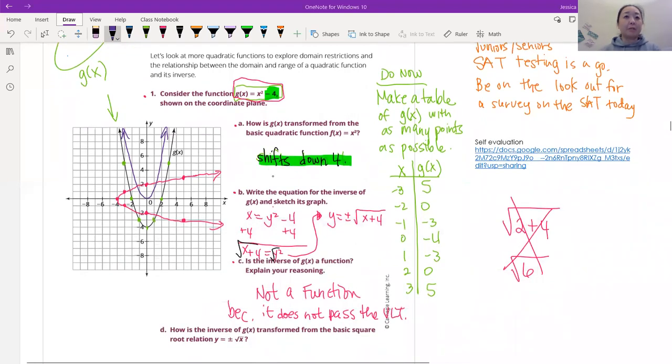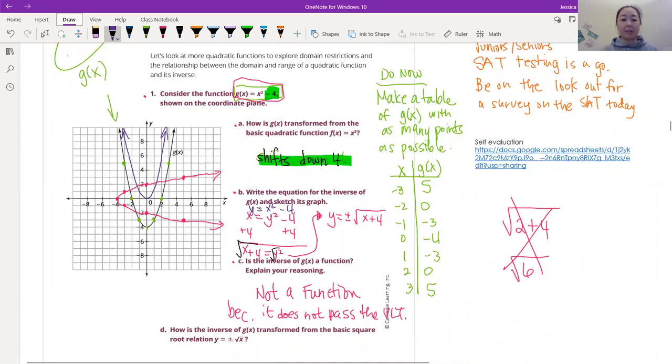And then if we look at B, we're going to find the inverse as well as sketch the graph, right? So in order to find the inverse, do you remember what we need to do? So we're going to take the x and the y, and we're going to flip them, right? So instead of g of x, we're going to write down y. So technically, we could have written down right here, y is equal to x squared -4. That would be like our step 0.